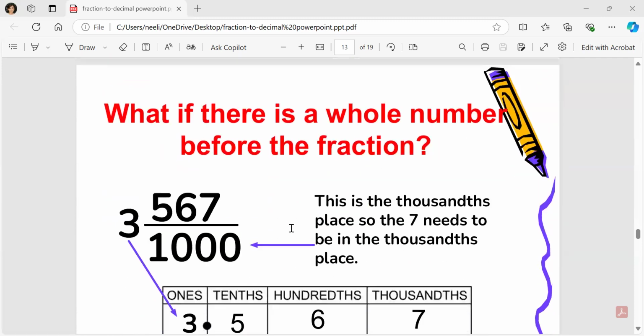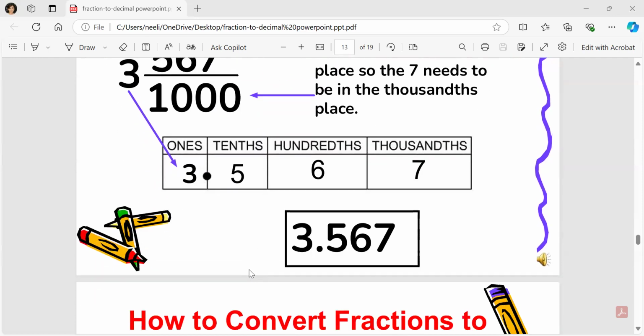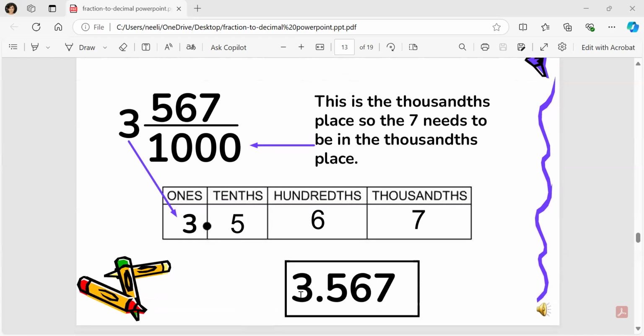What if there is a whole number before the fraction? Let's see, 3 and 567 upon 1000. So this 3 will be written at the ones place. Decimal will be written in between the ones and 10th place. Now, since 7 is at the 1000 place, we'll write 7 here, 6 at the 100 place, and 5 at the 10th place. So the decimal form of this number is 3.567.